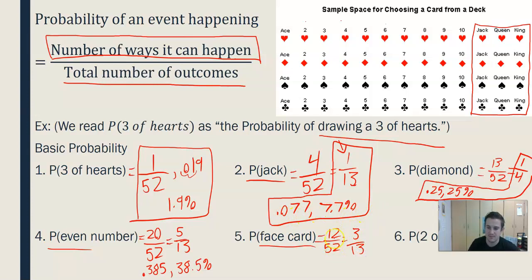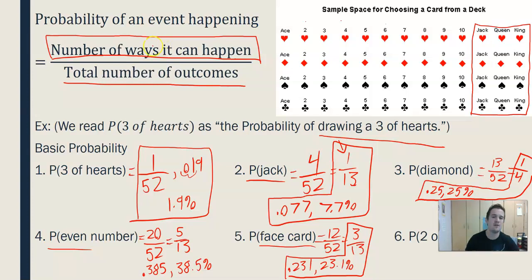So both of these numbers are divisible by 4. I divide them both by 4. And 3 divided by 13 written as a decimal is 0.231. As a percentage, that's 23.1%. I'm doing all these, I just have my calculator handy. You can do those numbers in your phone calculator, on Desmos, or if you have an actual calculator at home, whatever.